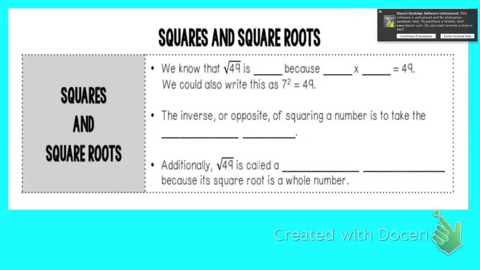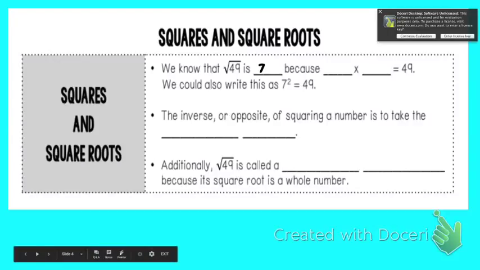So today your objective is to simplify and solve expressions using squares and square roots. Okay? So, a square and a square root. We know that the square root of 49, notice it has a little house in front of the 49, that is the square root symbol, is 7. Okay? And we know that because 7 times 7 is 49. We're all writing this down.